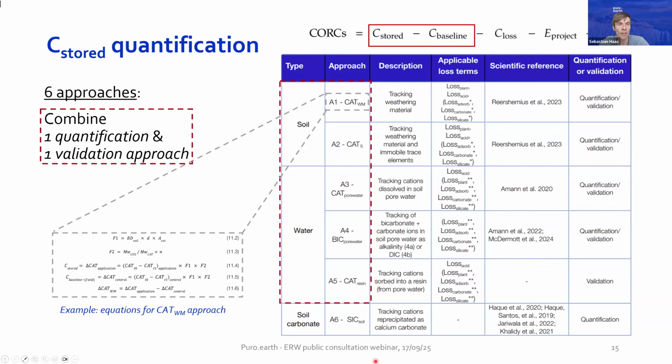Another thing we require here is the combination of 2 approaches. And one needs to be a soil sample-based approach, like the 2 top ones here. And the other one needs to be a soil water-based approach, like the 3 down here. And one of them needs to be assigned as a quantification approach. So as the name suggests, quantify the C stored. And then the second one would be assigned the validation approach that would validate the quantification approach by yielding results that are in the statistical ballpark of the quantification approach.